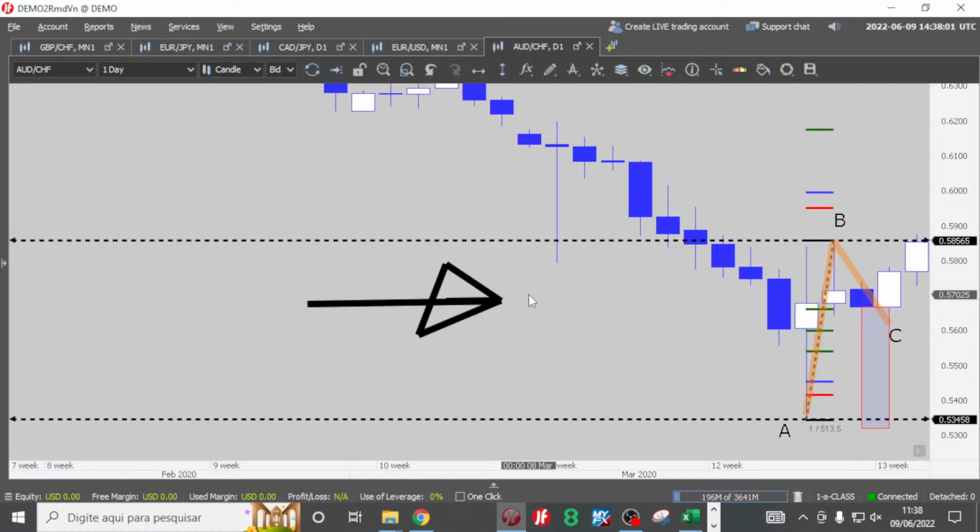Hedge fund trader Olufemi is saying, so if the first candle is the first high, does it mean the A candle is not an index for the Fibonacci? I'm sorry Olufemi, I don't understand your question.